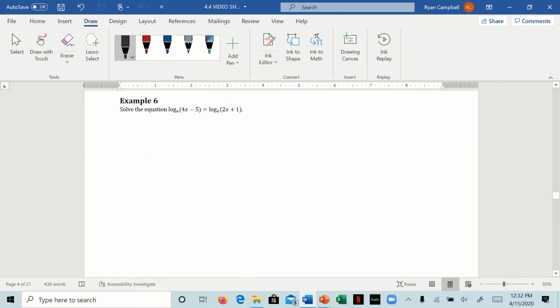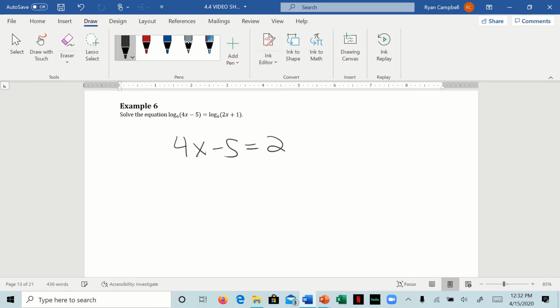So let's solve some equations. We have log base 6 of something equals log base 6 of something, so we can just get rid of those logs. So we get 4x minus 5 equals 2x plus 1. That means 2x is 6, which means x is 3.